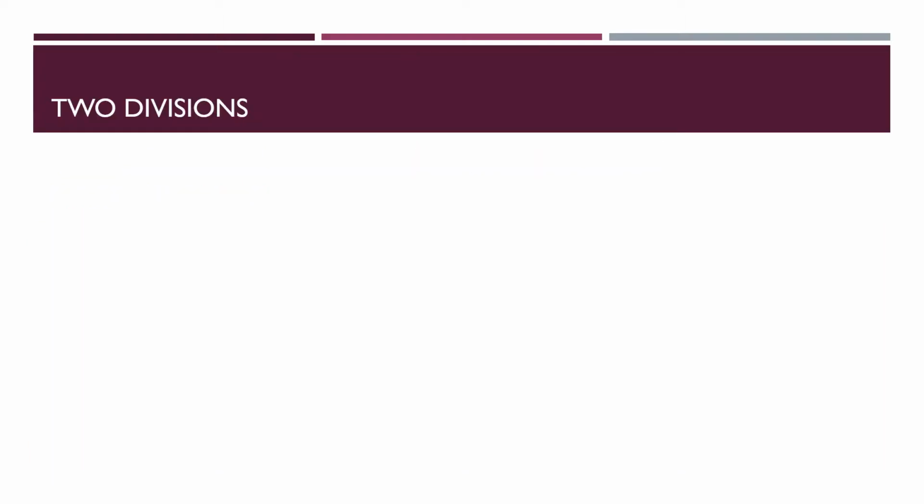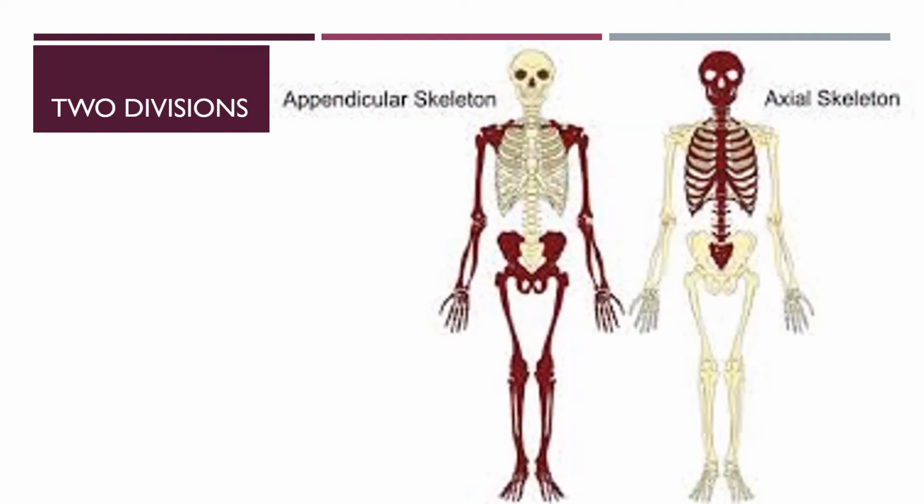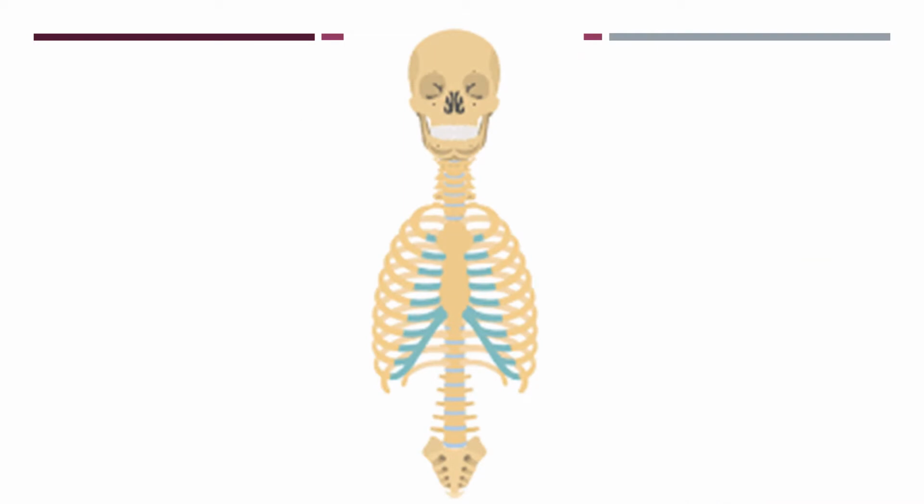So as a review, the skeleton is divided into two divisions. What are their names? The appendicular skeleton and the axial skeleton. So if you recall, this is the axial skeleton in the center of the body. And let's see how well you are with remembering the names of these bones.